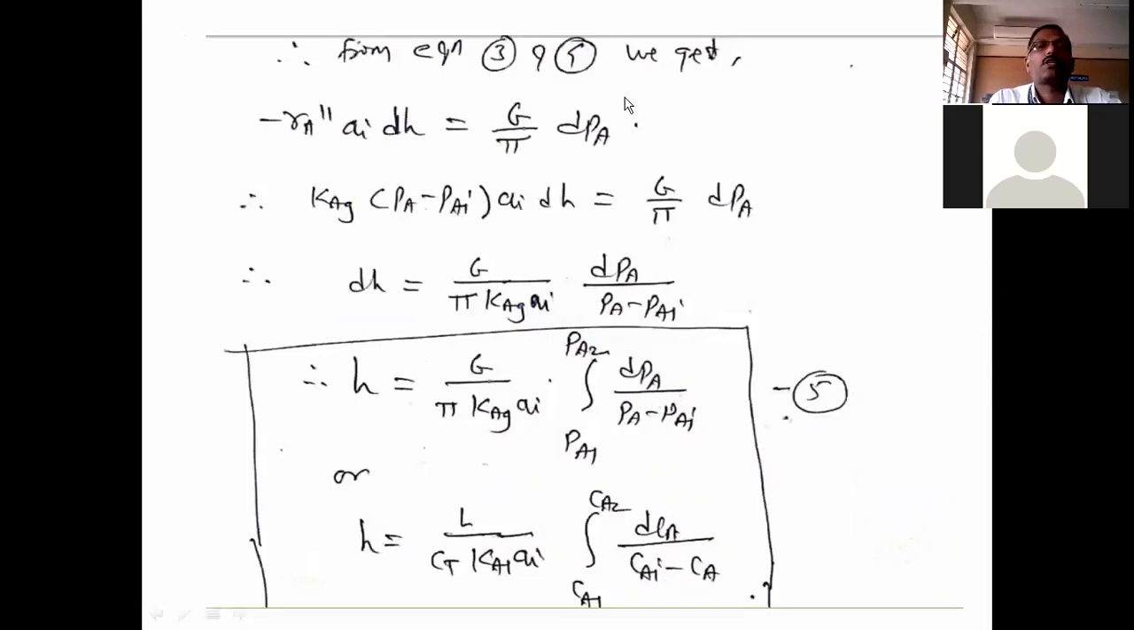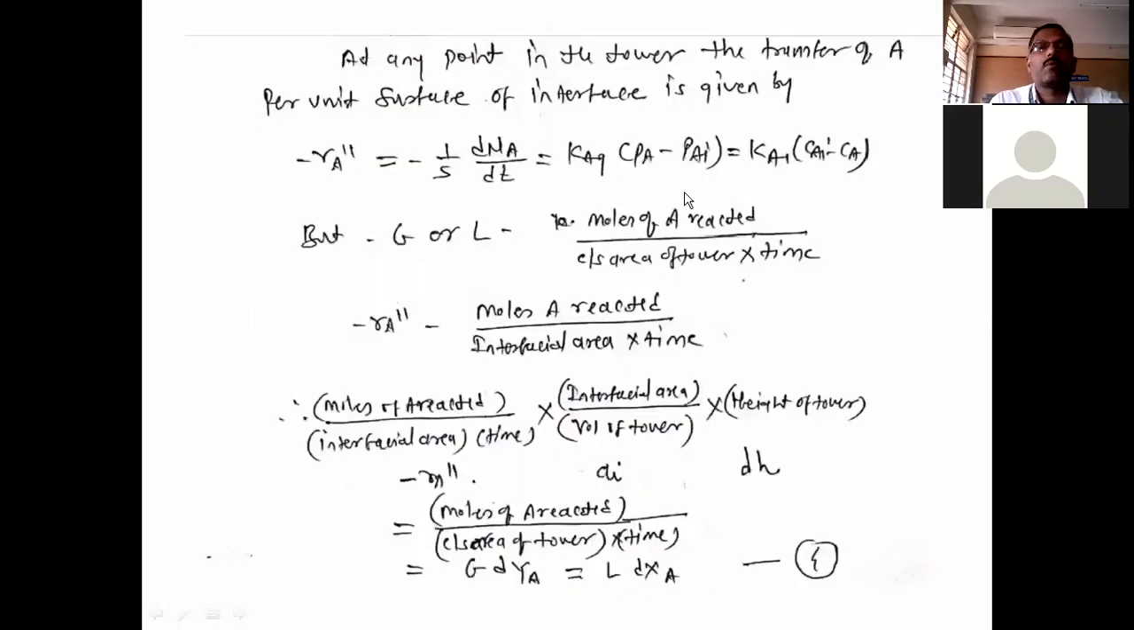Okay, so from equations 3 and 4 we obtain: minus RA into AI dx is equal to G upon pi into dPA, and this L upon CT, which is equal to dCA, correct. So in this equation, what is minus RA? This minus RA means kg into (PA minus PI).